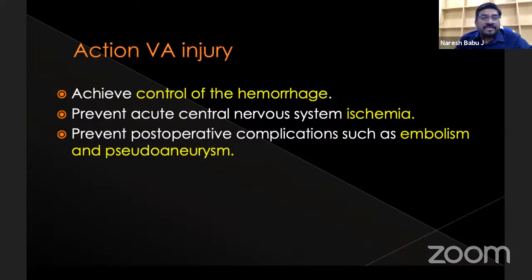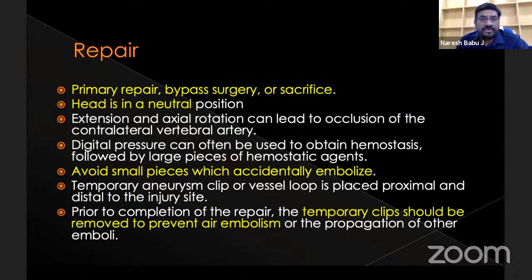So we had a nice lecture on vertebral artery injury and how to pick it up. A few technical tips when you encounter a vertebral artery injury during the procedure. Our aim is to achieve hemorrhage control, avoid ischemia to the central nervous system, and prevent postoperative complications like fistula or pseudoaneurysm. So primary repair, if possible, is the best choice. While the vascular surgeon is trying to repair the vessel, the head should be kept in neutral position. Any extension or axial rotation can lead to occlusion of the contralateral vertebral artery. The head should be kept neutral while the repair is going on.